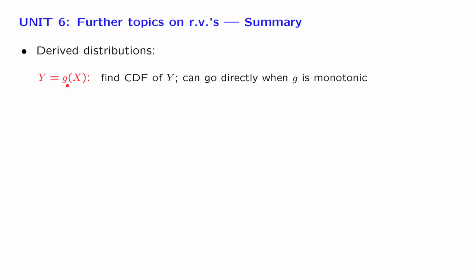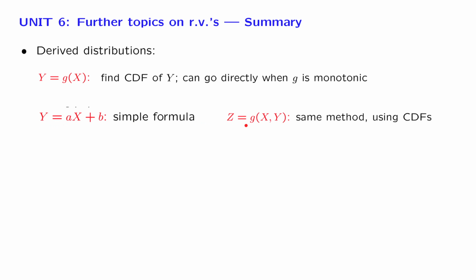But if the function g turns out to be monotonic, then we also have a direct formula that takes us straight to the answer. Then we saw that for the special case of a linear function, the formula is rather simple. What we do is take the PDF of x, scale it, and shift it, and that gives us the PDF of y. Finally, the same methodology applies even if we are dealing with a function of multiple random variables. Once more, what we would do would be to calculate the CDF of the random variable z and then differentiate.